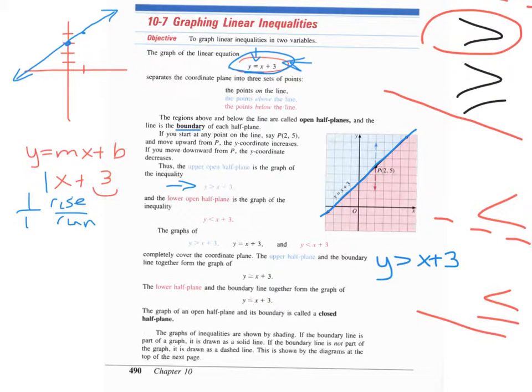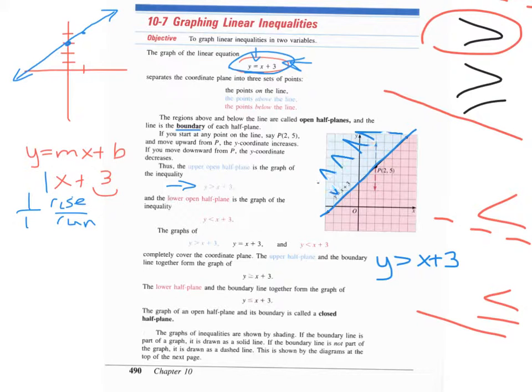I always like to try to choose 0, 0. However, 0, 0 is not above the line. So any point in this blue area, I could choose to plug in. And if I get a true statement, then that's the side that I need to shade. If I get a false statement, then I would shade the other side.